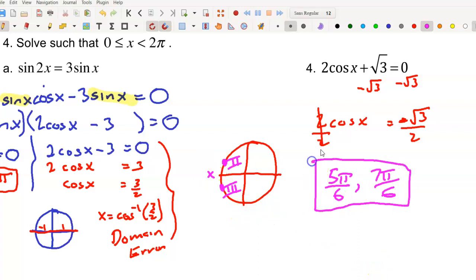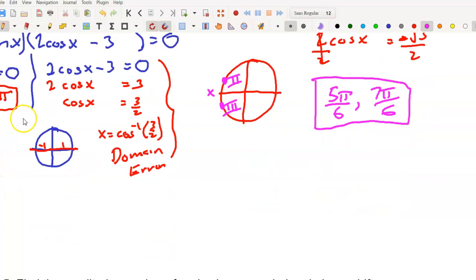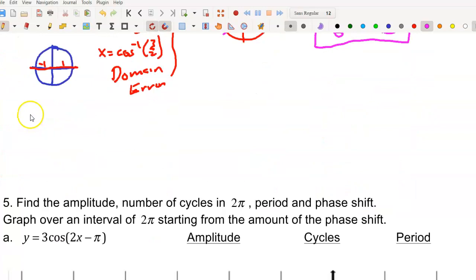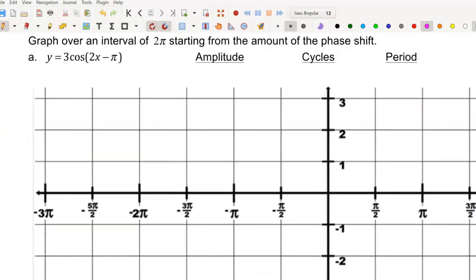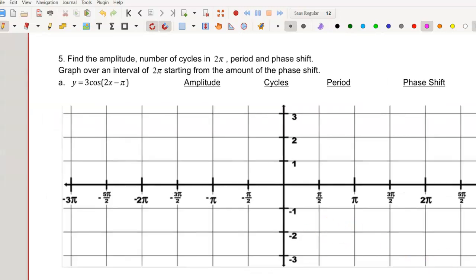But you always had to ask yourself, what quadrant are you in first, and then answer the question, right? Because you usually get two answers, and you have to know what quadrants those belong in to get the right angles. Okay, almost done. Just a little review on graphing. We did a whole separate quiz just on this. Okay. So we have amplitude of 3. Okay.